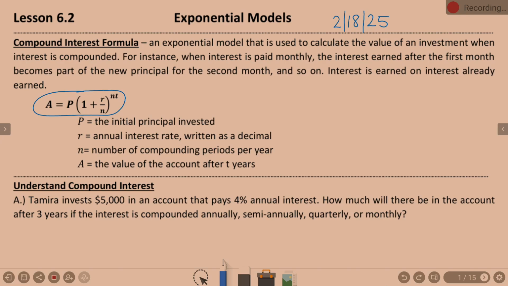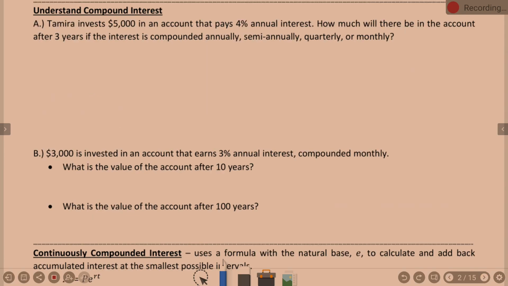So let's go to example A. You have the formula. I have my example A on my next screen. Let's look at how to use the formula. Tamara invests $5,000 in an account that pays 4% annual interest. How much will there be in the account after 3 years if the interest is compounded annually, semi-annually, quarterly, or monthly?